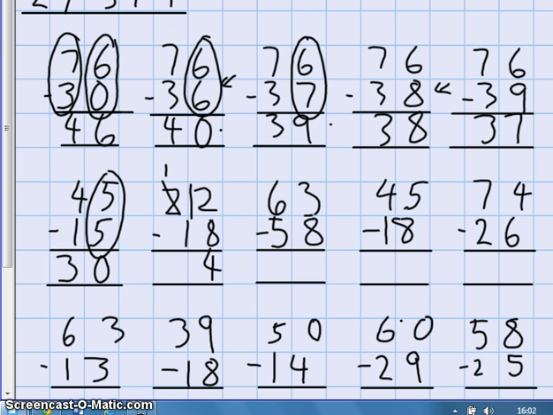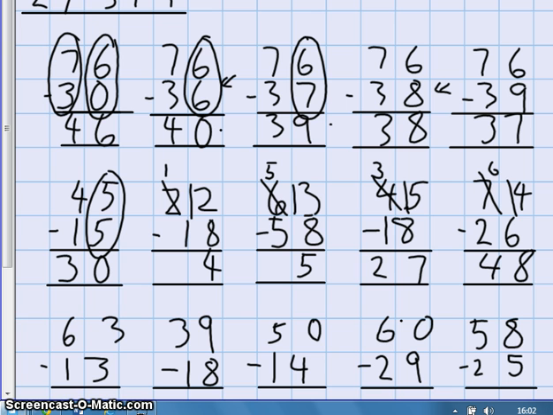Same idea here. 3 take away 8 I can't do. I'll steal from my tens. I'll leave behind 5 tens. I now have 13 take away 8, and that's 5. 5 take away 5 is 0. In this example here, I have stealing from my tens. There's 3 tens left. 15 take away 8 is 7, 3 take away 1 is 2. And the last one for this row, 4 take away 6 I can't do again. I'll steal from the tens, I'll get 14, 6 tens are left, 14 take away 6 is 8, and 6 take away 2 is 4.